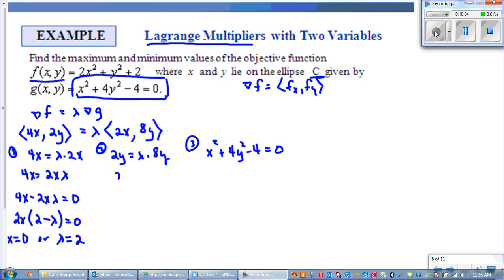We have 2y minus 8 lambda y equal to 0, which I could factor to be 2y times (1 minus 4 lambda) equal to 0. Okay, now just be careful here because it can get confusing on what to do with all of these. Let's take the two cases, x equals 0 and lambda equal to 2.